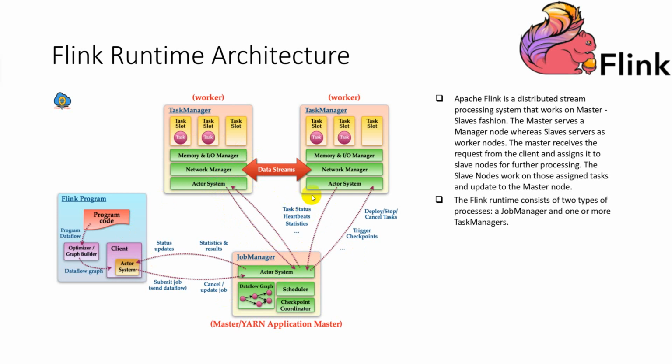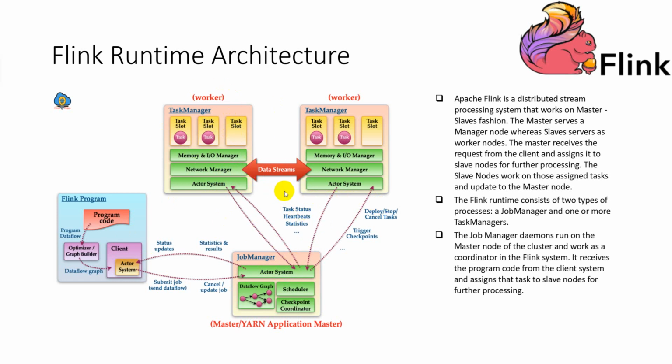The Flink runtime consists of two types of processes: a job manager and one or more task managers. About the job manager: the job manager daemon runs on the master node of the cluster and works as a coordinator in the Flink system. It receives the program code from the client system and assigns that task to slave nodes for further processing.